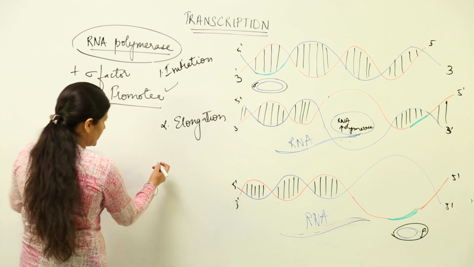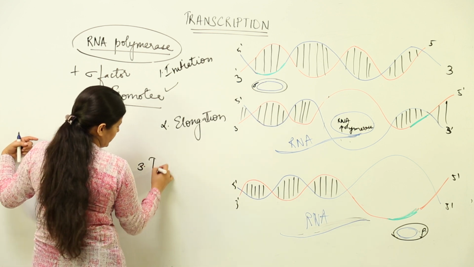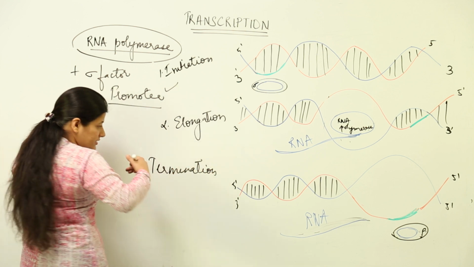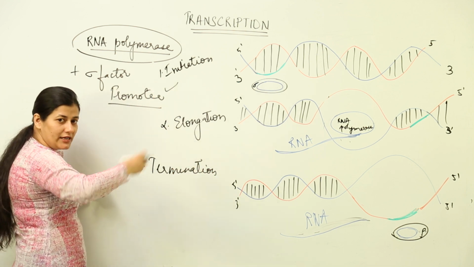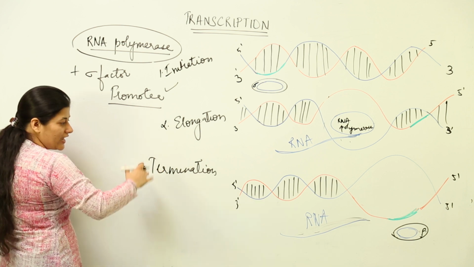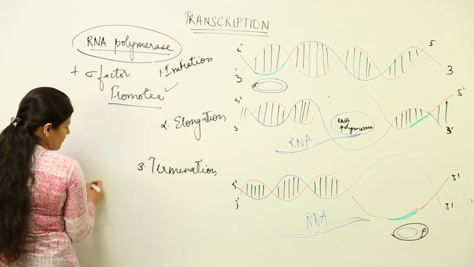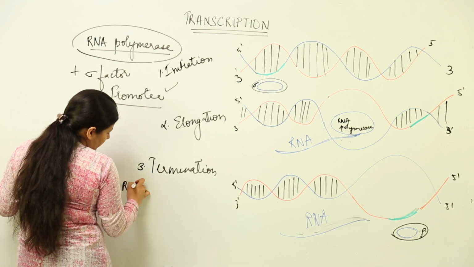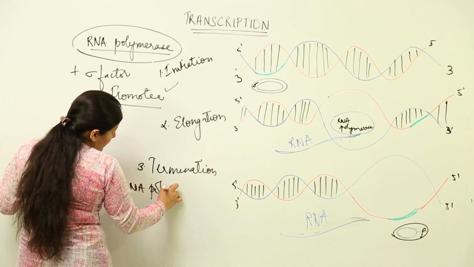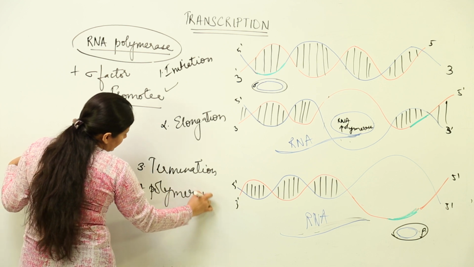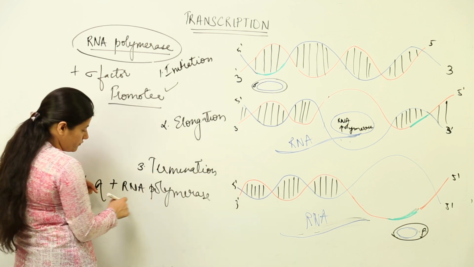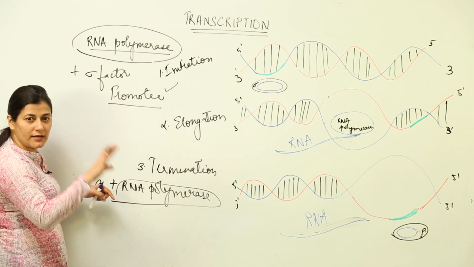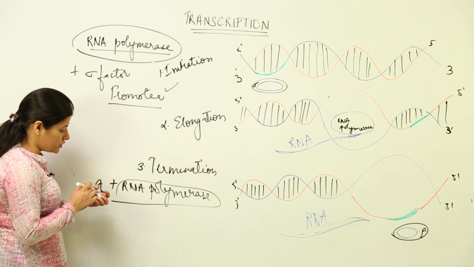So, at the third stage, which is termination, the RNA polymerase, which is elongating RNA by adding nucleotide triphosphates, stops because the rho factor combines with RNA polymerase. It helps in detaching the RNA strand that has been formed from RNA polymerase, and in a way transcription comes to a halt. This is what you have to remember.